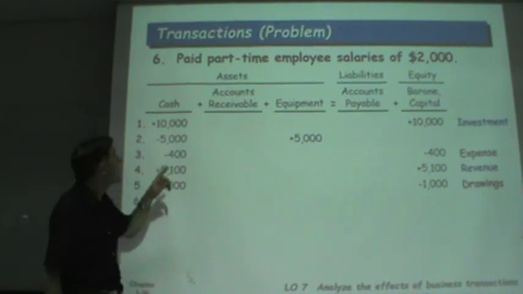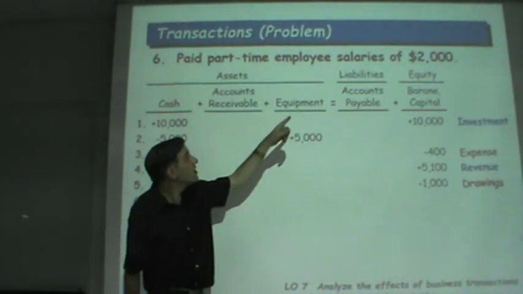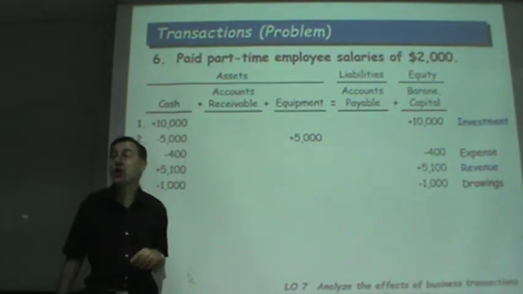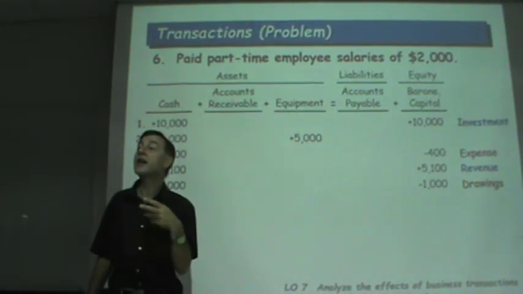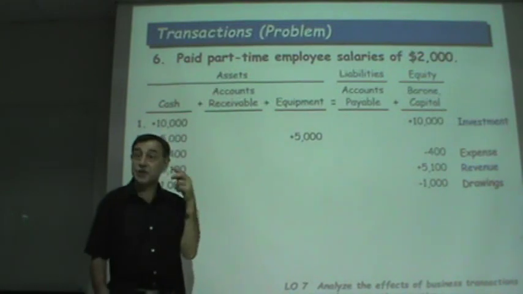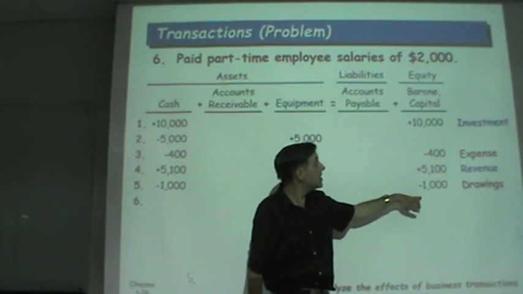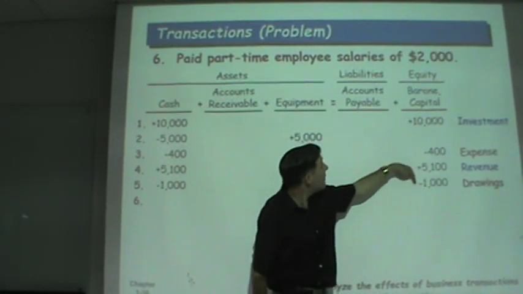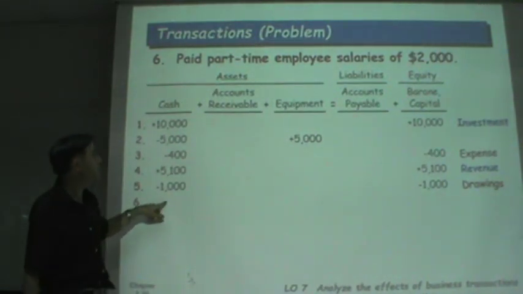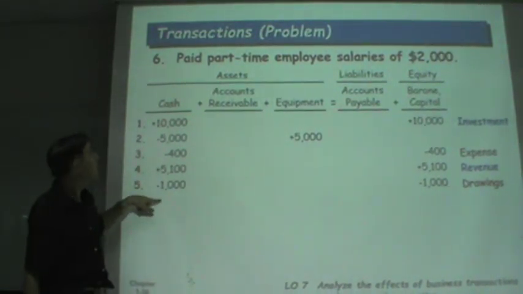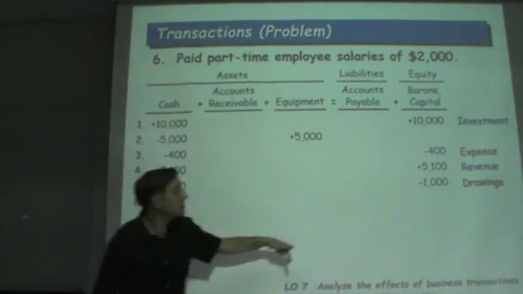Number 6, paid part-time employee salaries of 2,000. So when you're paying a salary, it's called a salary expense. Okay? So salary is an expense, so it will be at the equity, and the equity goes down by 2,000. And you pay salary, it's paid by cash. It's usually minus 2,000. So minus 2,000, going down.